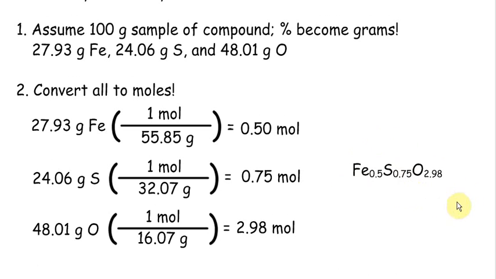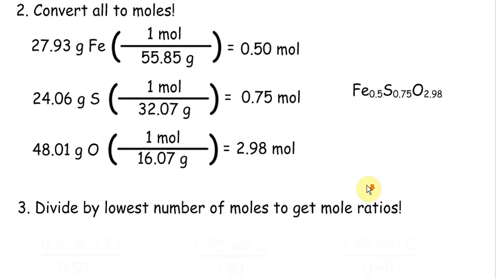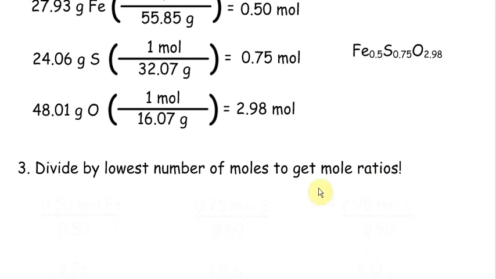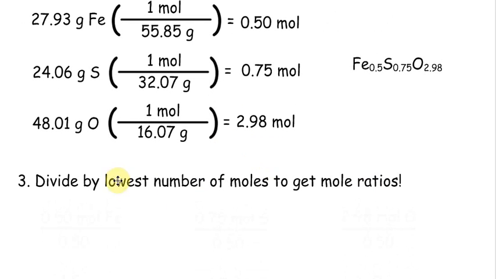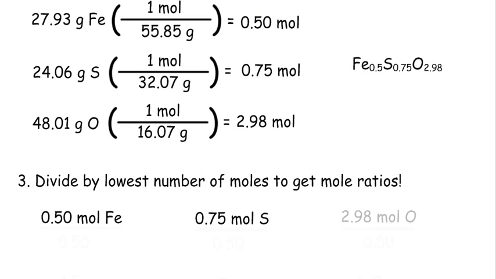But already we have a basic formula here for what we have. All we've got to do is make them look like sensible numbers now. And that's where step 3 comes into play. Step 3, I teach the class, divide by the lowest number of moles. Well, my lowest number of moles is 0.5, so I'm going to divide all 3 of these numbers by 0.5. So I'm going to pull all these numbers off of here. We're going to do a simple division of them.